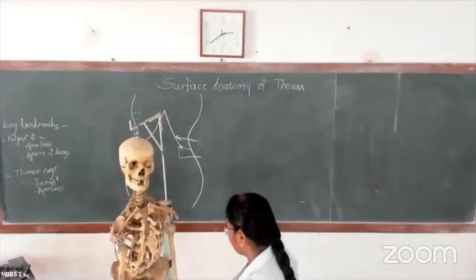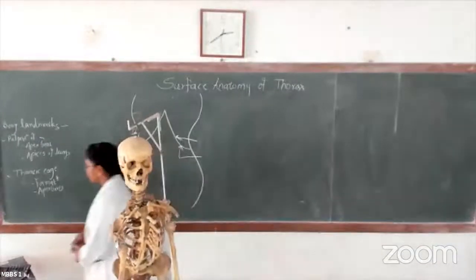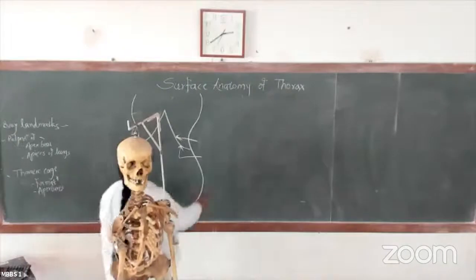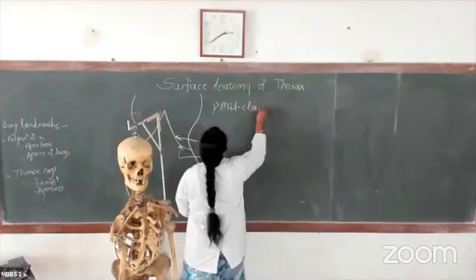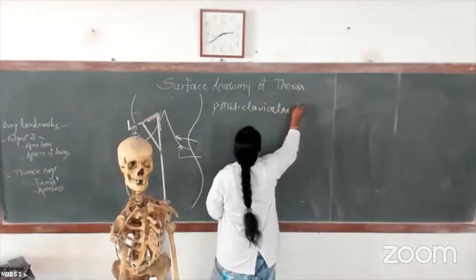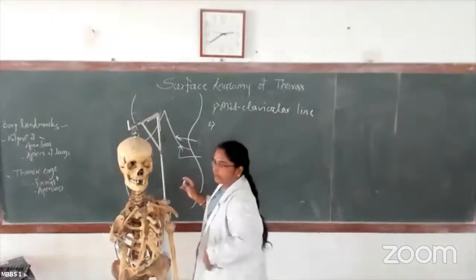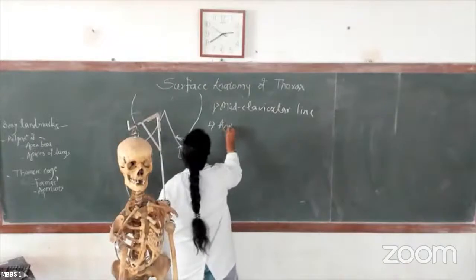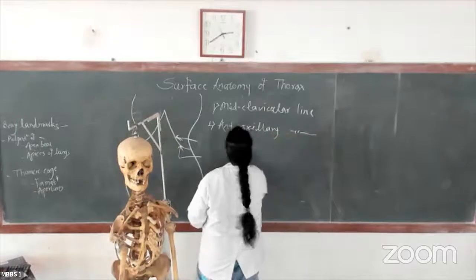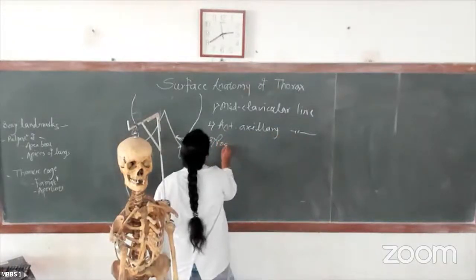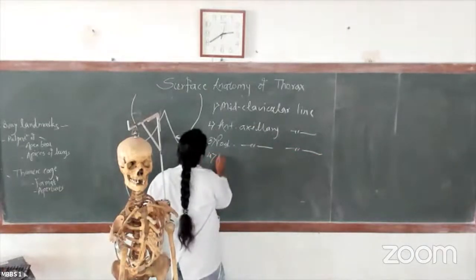Again, there are some imaginary lines as far as this thorax is concerned. First is the mid-clavicular line or mid-clavicular plane. Second is the axillary line. Similarly, the posterior axillary line. Next is the mid-axillary line.